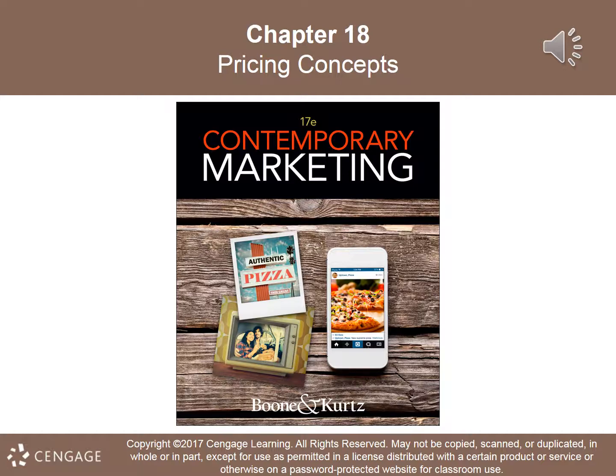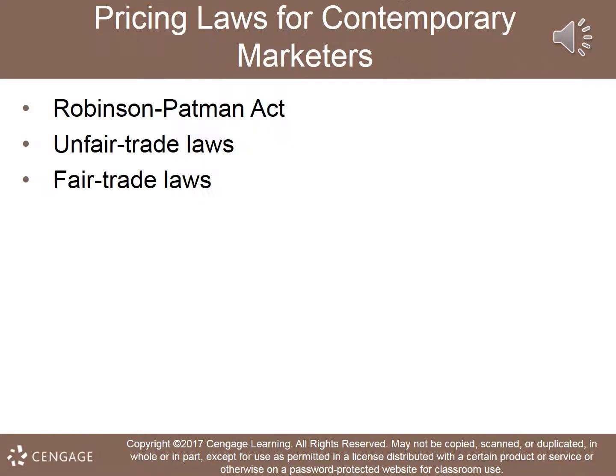Chapter 18 is the first of 2 chapters devoted to pricing decisions and strategies. There are legal constraints placed on pricing. The Robinson-Patman Act is a federal law that prohibits price discrimination in sales to wholesalers, retailers, and other producers when it is not based on a cost differential or on meeting price competition in good faith.